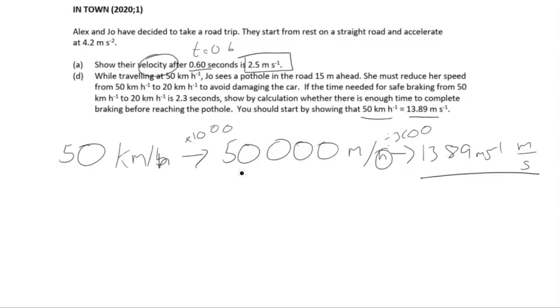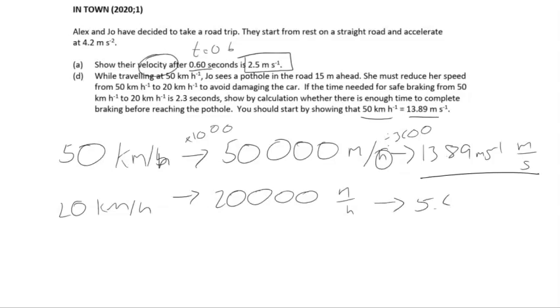So then to do it for the 20 kilometers an hour, we times it by 1,000 again, so 20,000 meters per hour, and then we divide it by 3,600 and we get 5.56 meters per second.